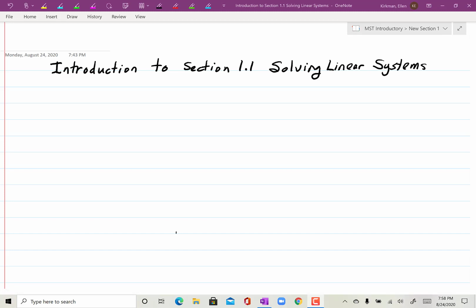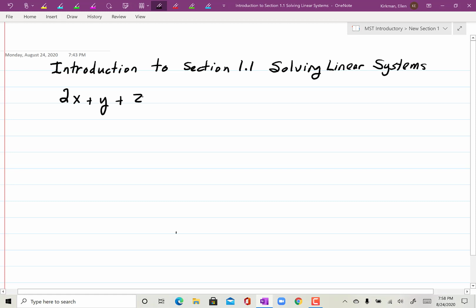So this is a brief introduction to section 1.1, solving linear systems. A linear equation is an equation like 2x + y + z = 5. If we're thinking of that as an equation in 3-space, it represents a plane in 3-space. So a linear equation has variables, x, y, and z, and then their coefficients.